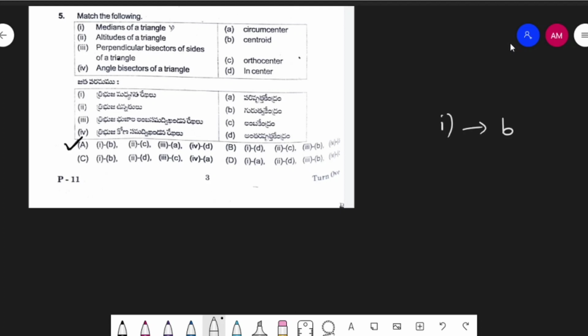And altitudes of a triangle, the point of concurrence of altitudes of a triangle is orthocenter. So 2 is mapped to C. Perpendicular bisectors of sides of a triangle, its point of concurrence is circumcenter. So 3 is mapped to A. The last one, fourth, what is remaining? A, B, C, D. Let us see that. What is D? Incenter. So the point of concurrence of angular bisectors of a triangle is incenter. So B, C, A, D. Where is that option? Option A. It's a direct question. Let us move to the sixth problem.